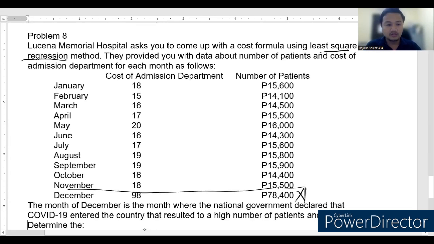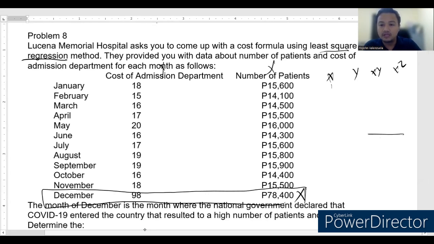So pag magli-least square regression ka, this is your x, this is your y. Gagawa ka ulit ng x mo at saka y. Tapos yung xy, tapos yung x squared. Kunin mo yung total nila, yung summation ng bawat isa. Medyo madami kasi. Kayo na bahala dyan. Naniniwala akong kaya ninyo yan. Gamitin sa Excel. Okay, kaya hindi, mano-mano dapat.